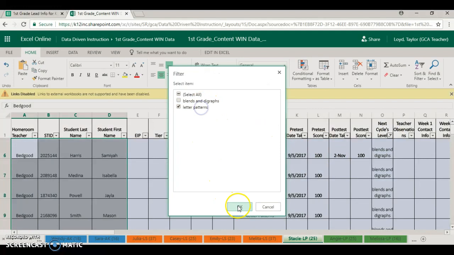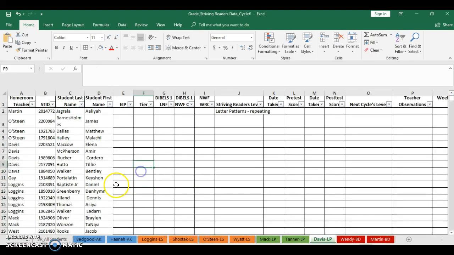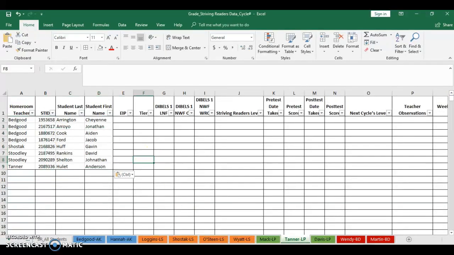The more consistency we can have with striving readers, the better. It is hard because moving levels, they move teachers. So just keeping that in mind as you're creating groups. So again, just going through copying and pasting.